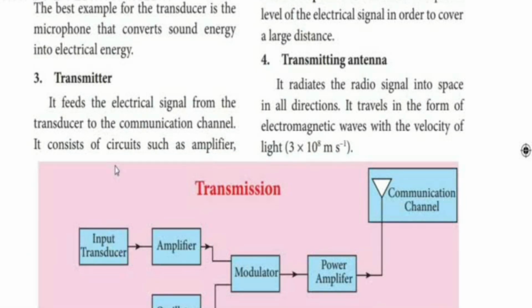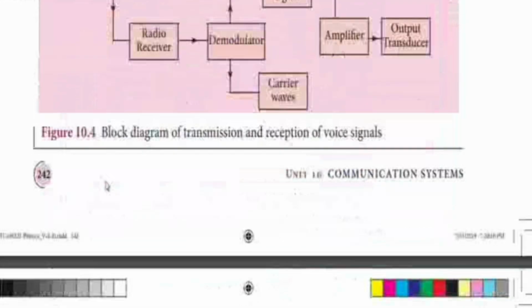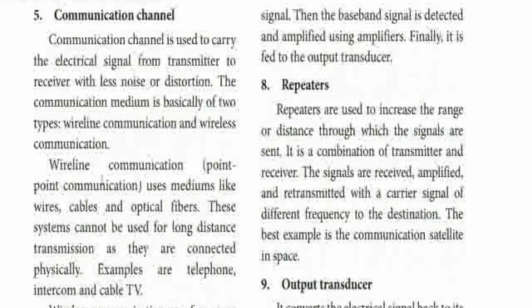So we converted everything into an electromagnetic wave. You know that electromagnetic waves travel with the velocity of light, 3 x 10^8 m/s. After that, the communication channel. Communication channel means the medium, through which the signals are transmitted to the receiver without any noise or distortion.